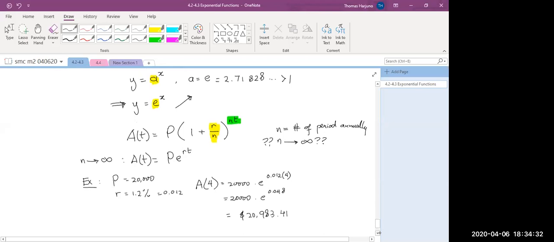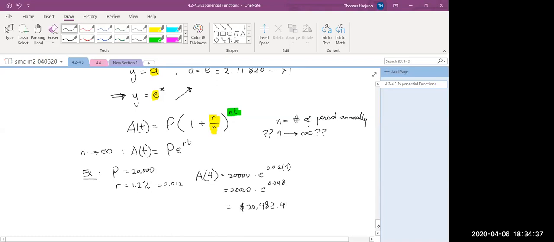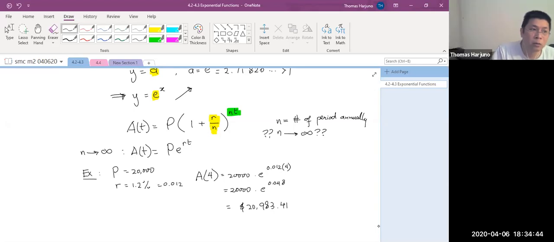Professor, quick question. Just wondering, when would we encounter a situation where we can compound something continuously? We have more and more cases like that.